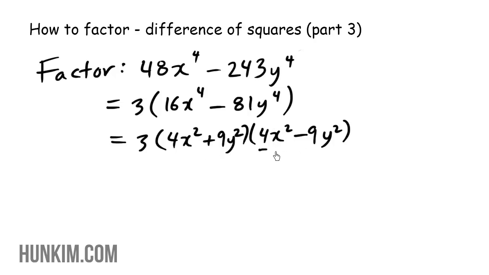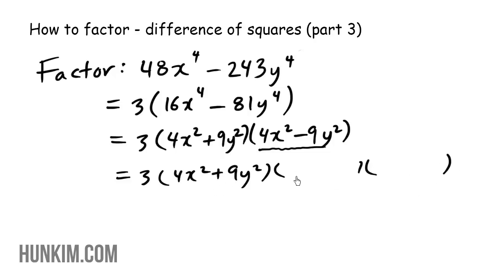Now don't stop here. Be very suspicious. Always look to see if you can go further. So what we have here is 3 times 4x squared plus 9y squared, and we're done because this is a plus sign. We can no longer factor. However, for this part here, we're going to use difference of squares one more time. What times what is 4x squared?